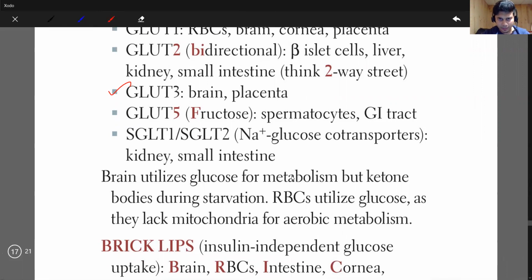GLUT5, there is GLUT2. GLUT2 is the transporter. Okay, let me repeat the GLUT2.